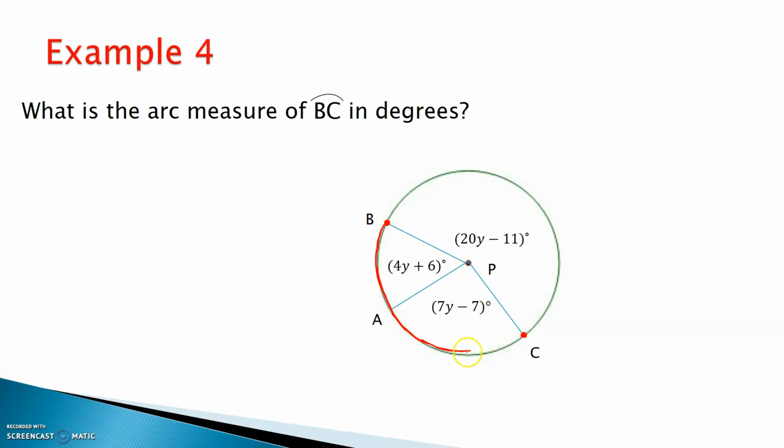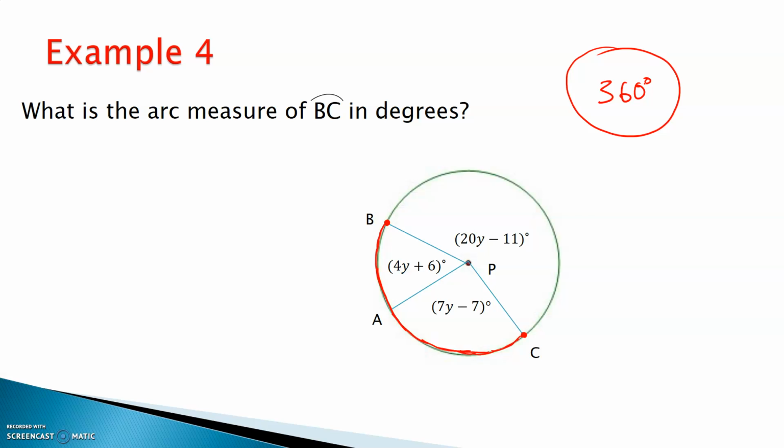Even though I do cross A, this is the shorter way, so it is our minor arc. Well, before I can figure out what that is, you have to figure out what y is. How can I figure that out? Remember, how many degrees inside of us does a circle have?